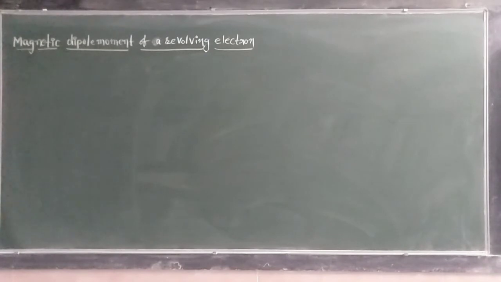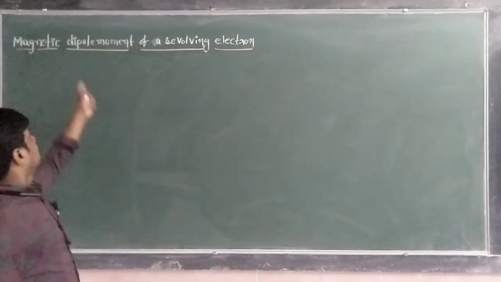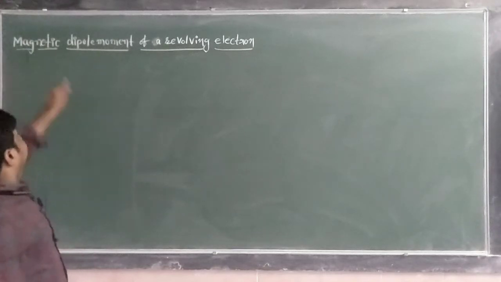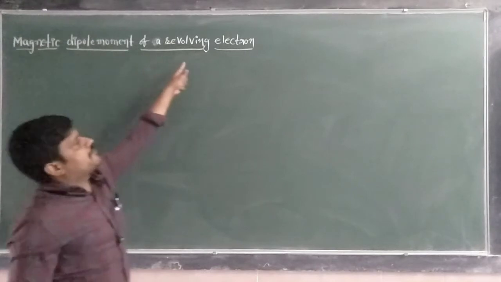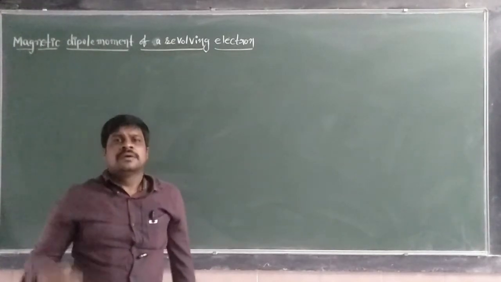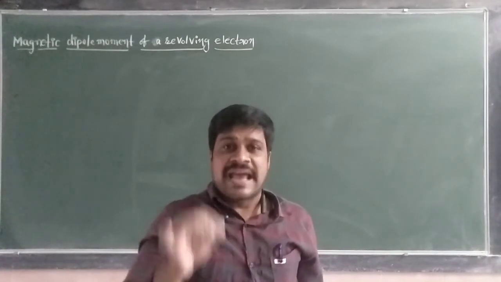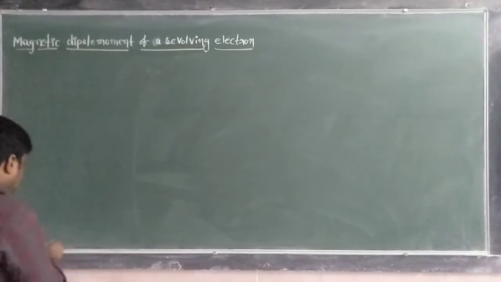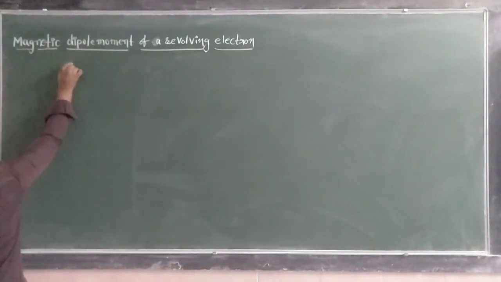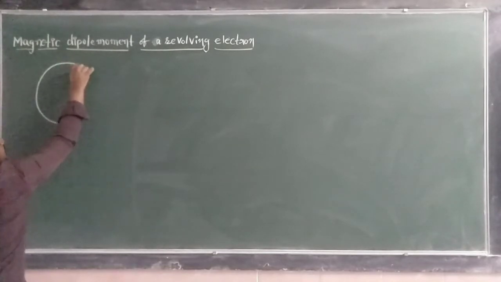After the previous topic, torque on a current carrying coil, there is another topic. What is that? Magnetic dipole moment of a revolving electron. That means a revolving electron has a magnetic dipole moment. How is it? Let me see. Now, this is the situation I am taking.